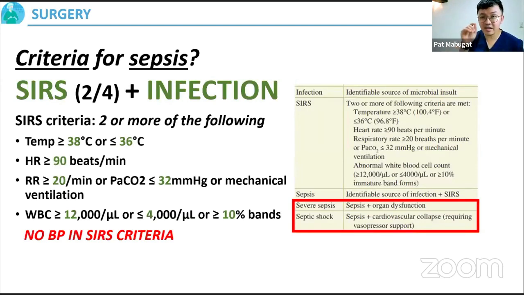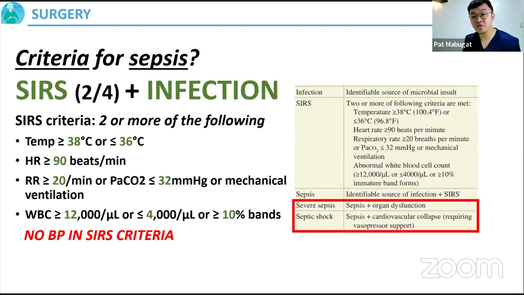But this hypotension needs to be qualified by the requirement of vasopressor support. So if your patient is already on inotropes, then you're probably thinking the patient is undergoing septic shock. Now, this is the old one. Later on, we have the sepsis 3 guidelines, which actually makes use of the SOFA criteria. I think that will be discussed more in depth in your internal medicine lecture.